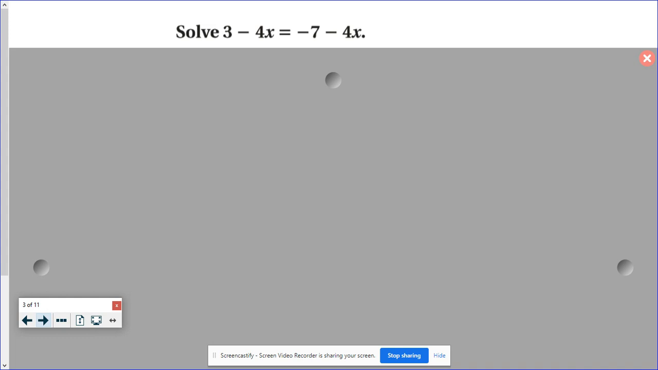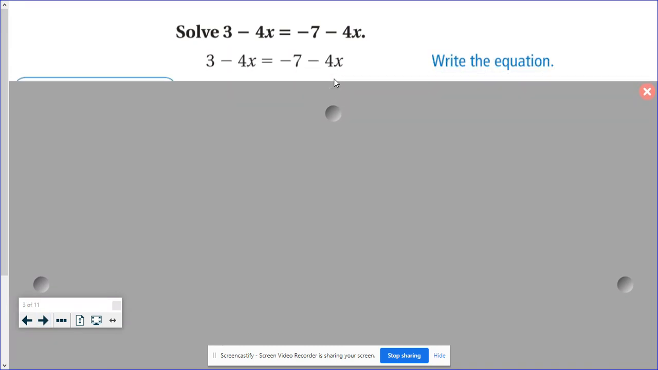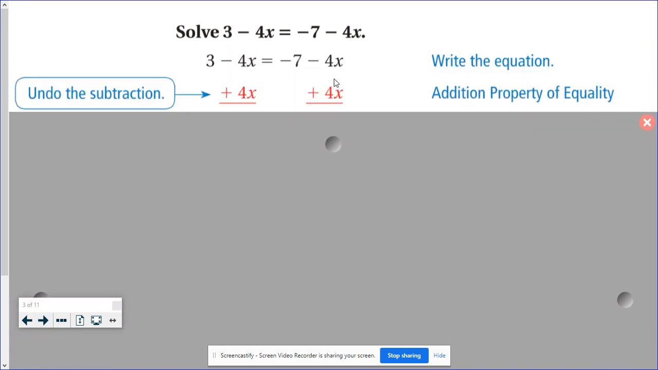So I've got a couple of problems all worked out here already. My equation is 3 minus 4x equals negative 7x minus 4x. So from our last lesson, I would say, well, which variable is smaller? Oh, they happen to be exactly the same. So let's add 4x to both sides. When I do that, those x's are going to go away, and those x's are going to go away.